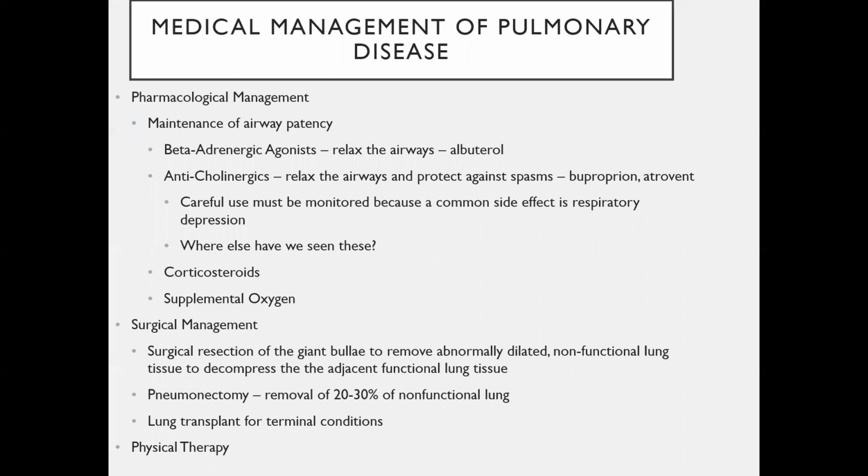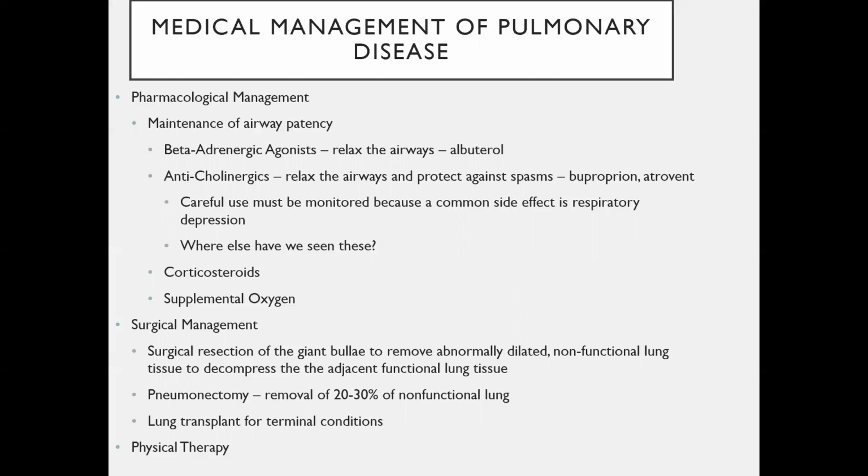So what can we do here? Well, medical management. We want to talk about managing the airway patency, so the ability for it to actually move. We can give them beta-adrenergic agonists like albuterol to help relax the airways, and anticholinergics, which help the body prevent spasming. Atrovent is also there. The problem with this is we have to monitor those because a common effect is respiratory depression, meaning that it may actually cause all kinds of problems to go along with it, right?